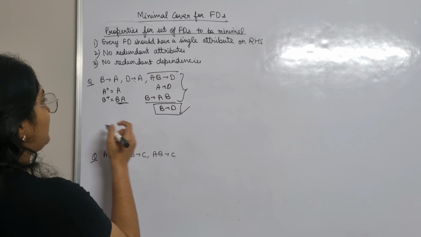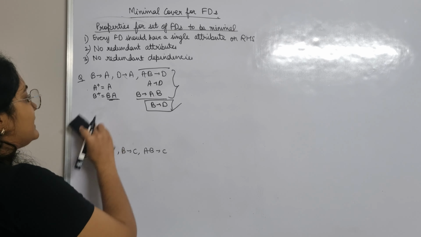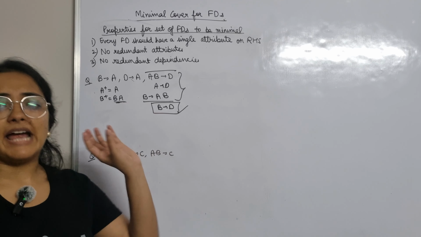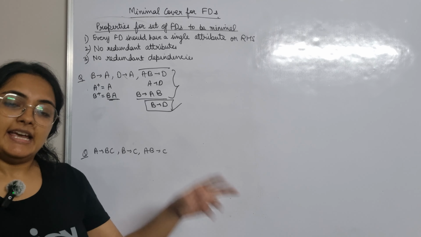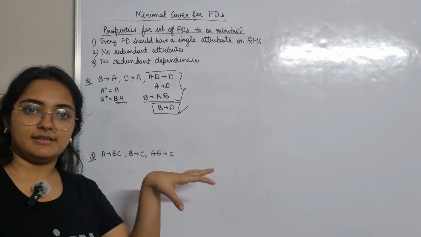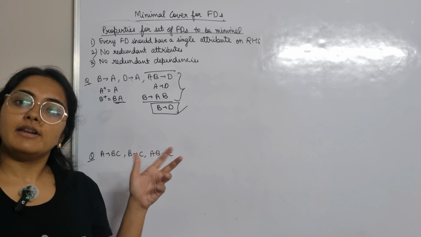Now, no redundant dependencies. How to check this? To check redundant dependencies, we remove that particular dependency and see if the closure contains the attribute that the dependency is determining. If it does, that particular functional dependency can be removed and is redundant.